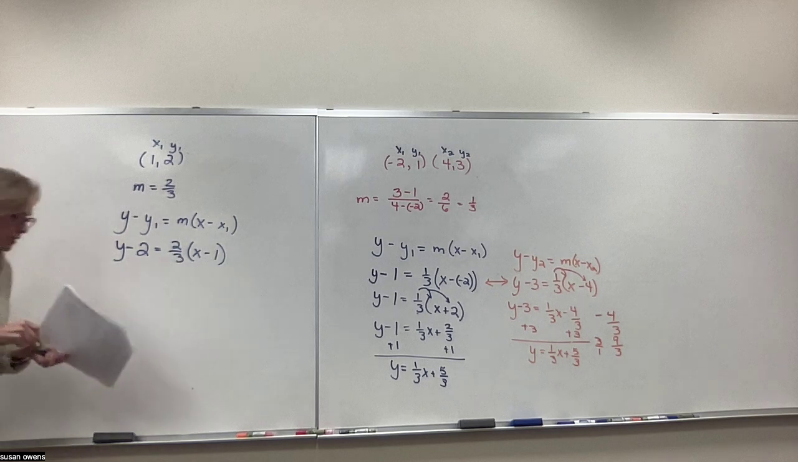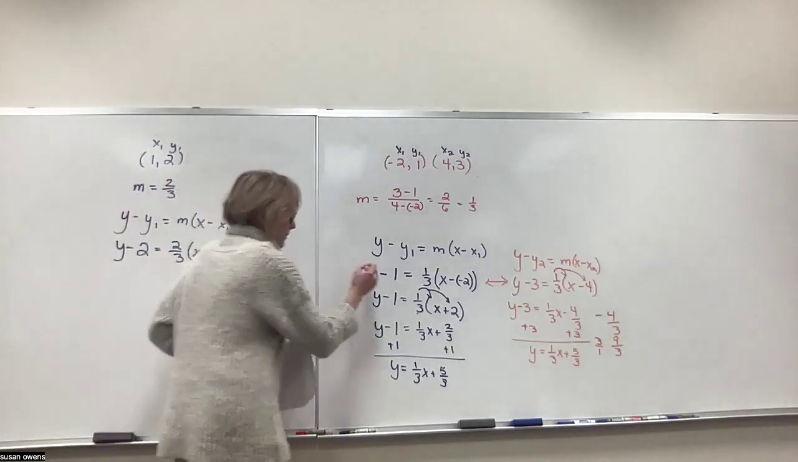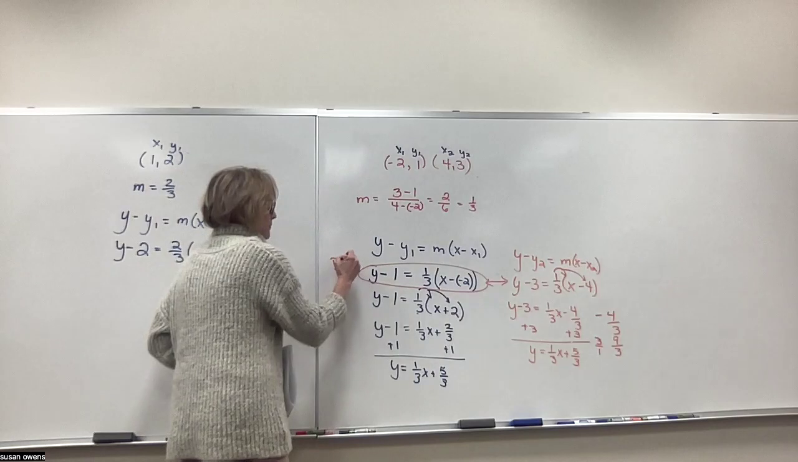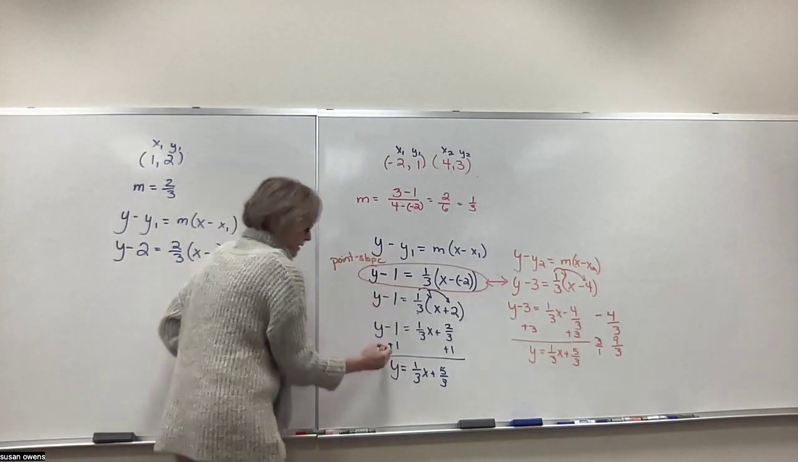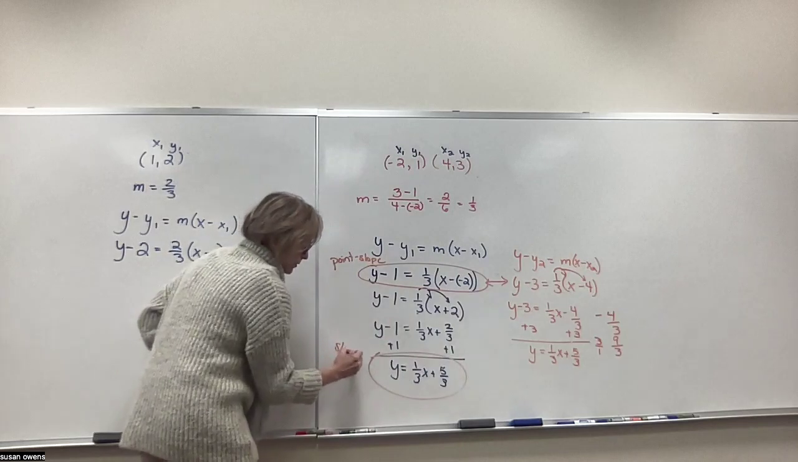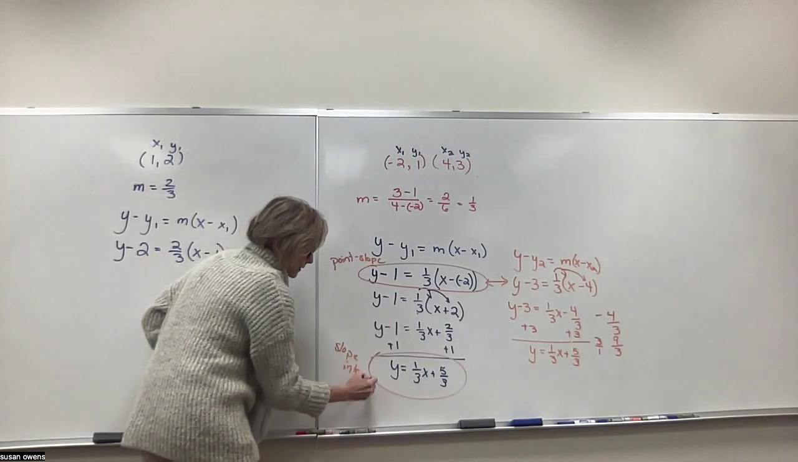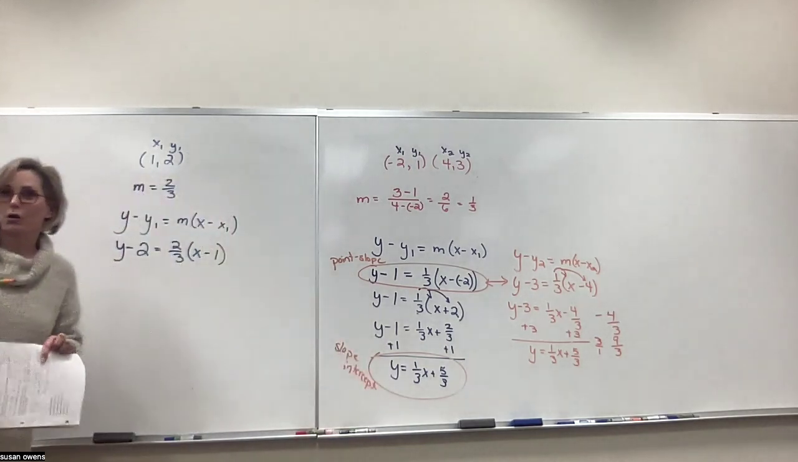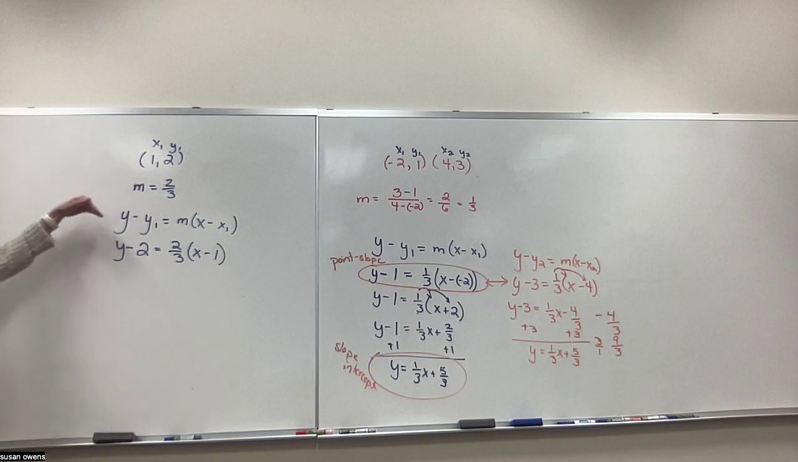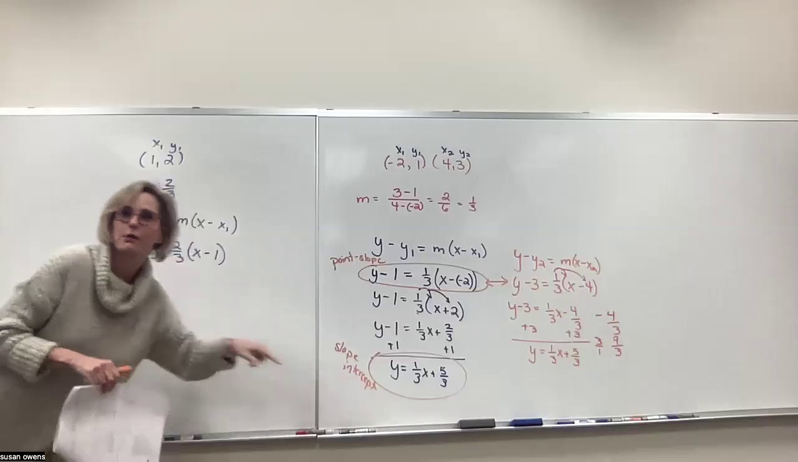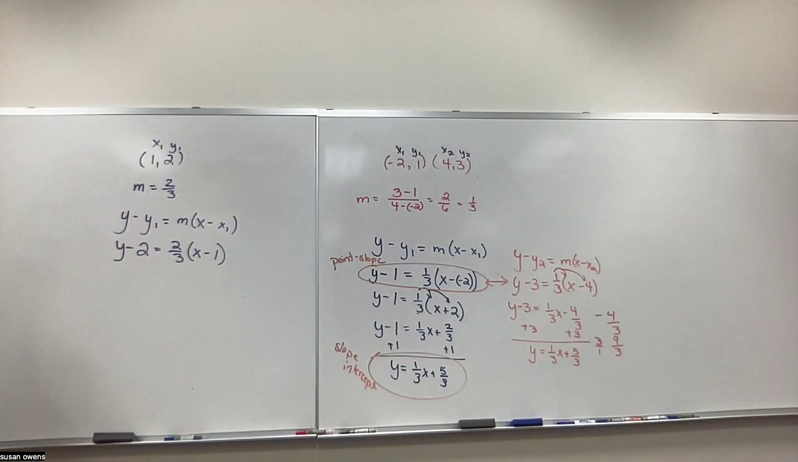Now, just so you realize, when we started here, this was point slope form. This down here was slope intercept form. So sometimes the directions on your homework are going to say, write the equation in point slope form. So you just stop right there. Sometimes it'll say, write your answer in slope intercept form. And that's when you have to get the y by itself. Okay? Can we move on? Good.